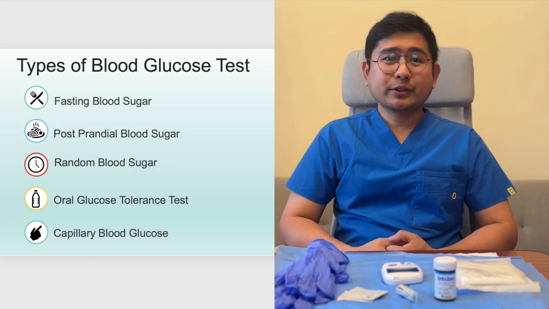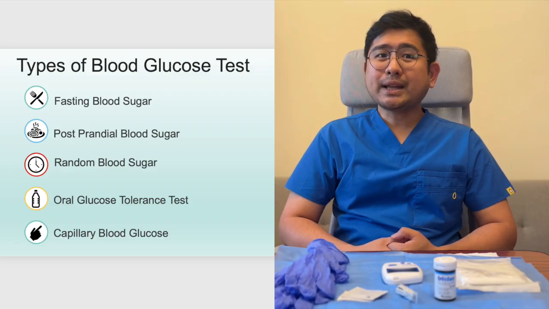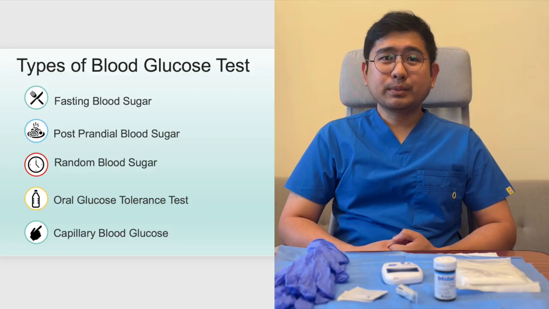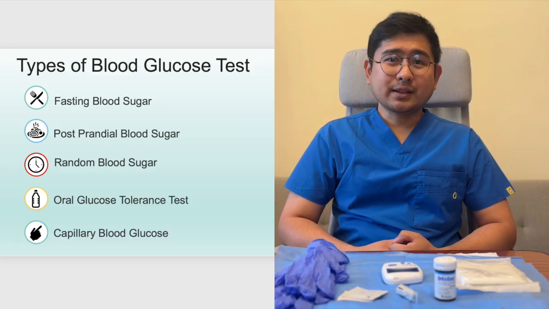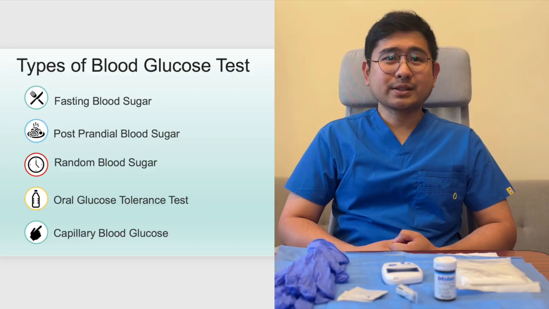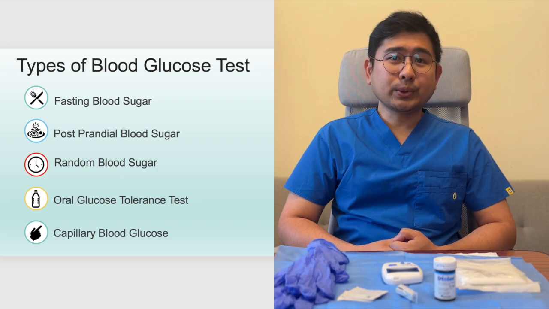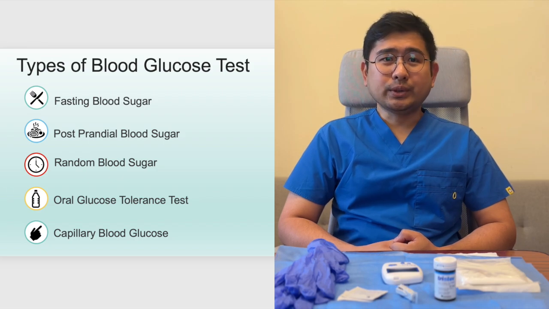There are several types of blood glucose tests, each serving a distinct purpose in both diagnostic and ongoing patient care. First, fasting blood sugar. This test is done after at least 8 hours of fasting, typically in the morning before breakfast. It gives us a baseline reading of a person's blood glucose without the influence of food. It is commonly used to screen for diabetes.